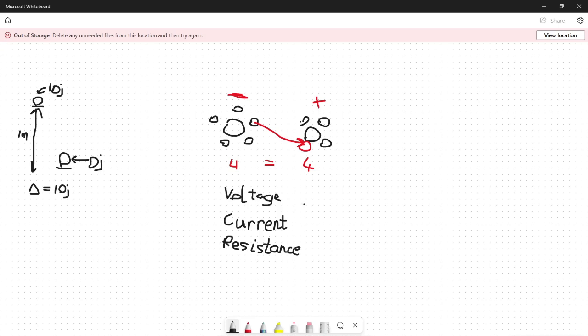Now, the unit for voltage is volts, so V. And also the symbol of voltage is V. Now, current is represented by I, and its unit is amps, denoted with an A. And then resistance, we always signify with R, and that's measured in ohms.